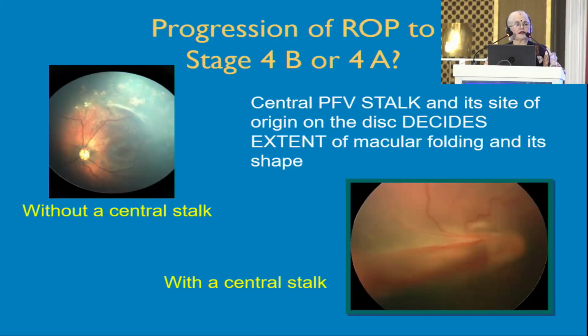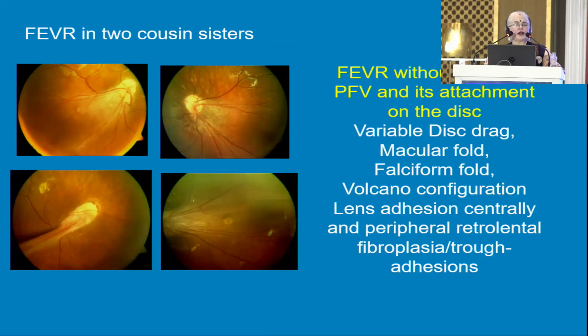And this is not restricted to ROP. You can see here two cousins with the same mutation, how the eyes look different, why the disease is different. Because when there is a PFV stalk, it will form a fold and a large falciform fold, or what we call a volcano detachment. If there is no stalk, then it will be flat and dragged only to the periphery.